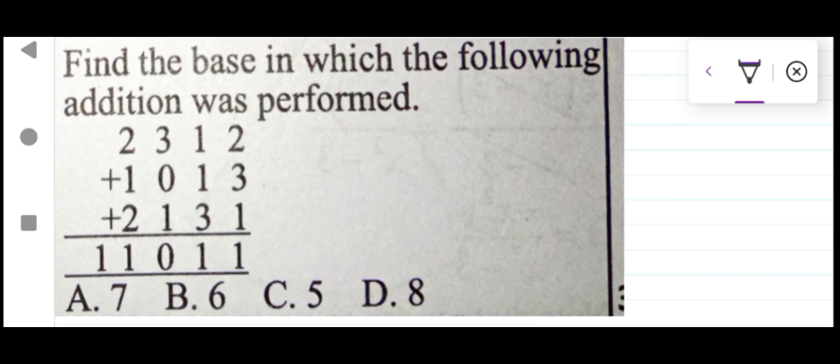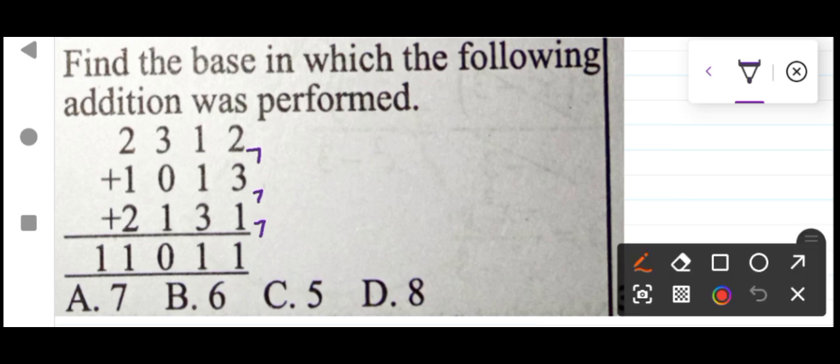So we have the options A to be 7, B to be 6, C to be 5, and D to be 8. So what you want to do now is a kind of trial and improvement. So let's try with base 7, including base 7 to each of these. So what you want to do now is add all these together in base 7.